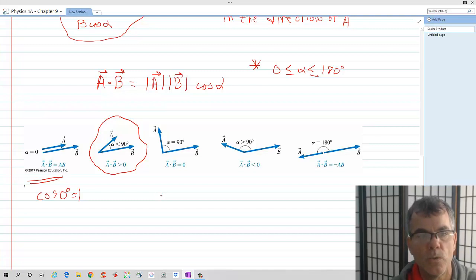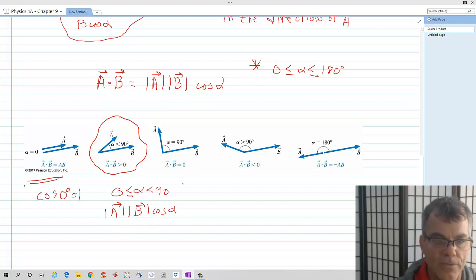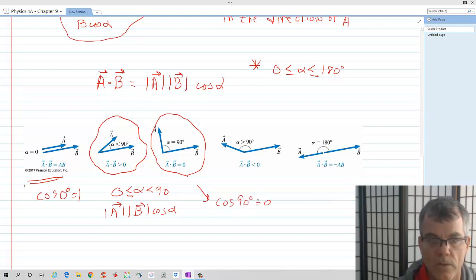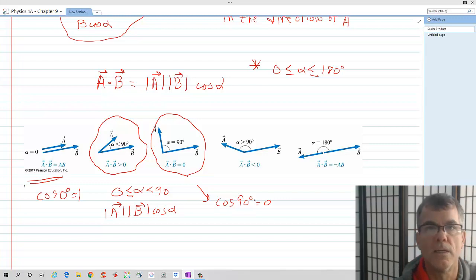If the angle between the two is between 0 and 90, that means the dot product of A dot B, which will be AB times the cosine of the angle between them, is going to be greater than 0. If the angle between the two vectors is 90 degrees, cosine of 90 degrees is 0, which means the dot product is 0, which also makes sense because if they are perpendicular, there is no component of B that's along the direction of A.